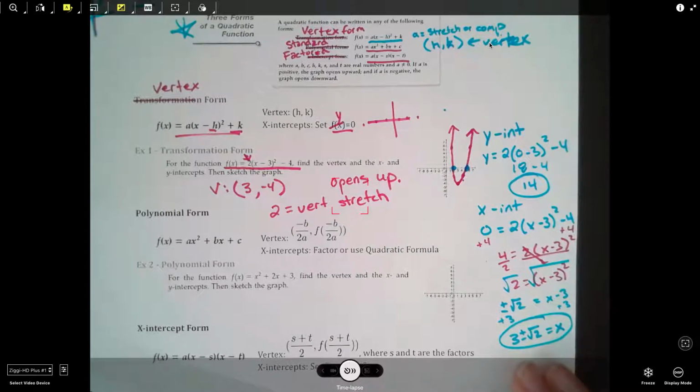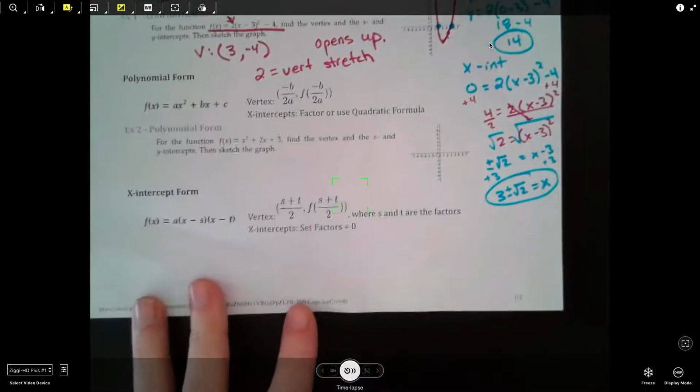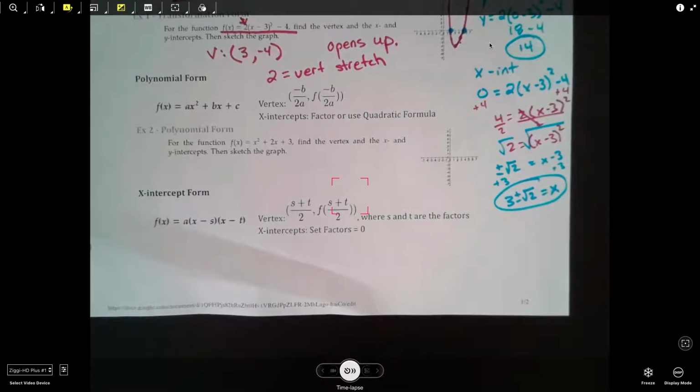We took all these notes on Friday, and that video I will post with this one on Google Classroom. So if you missed it, you can find it on Google Classroom.